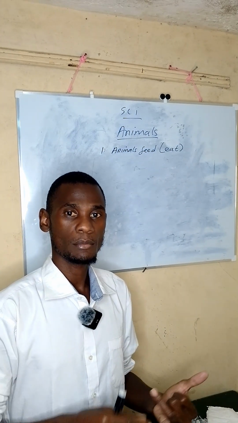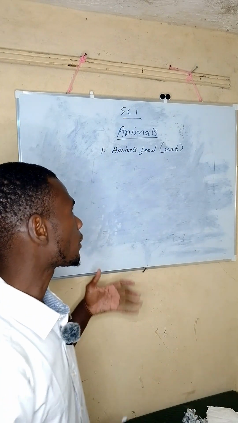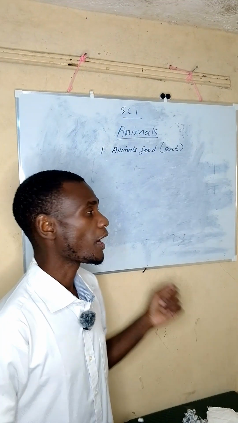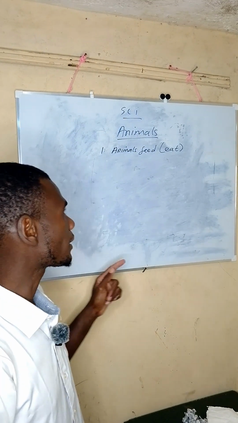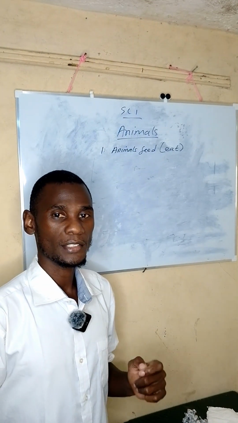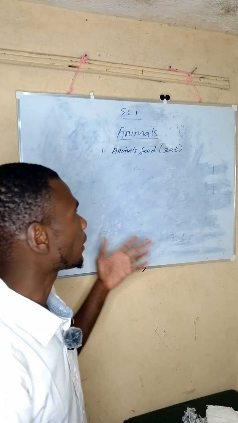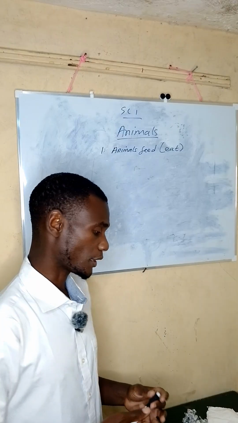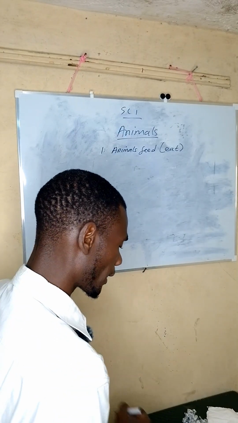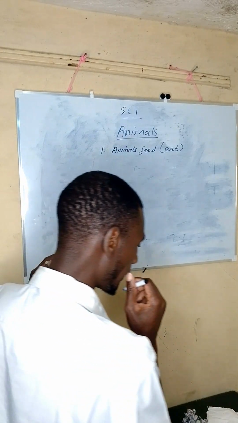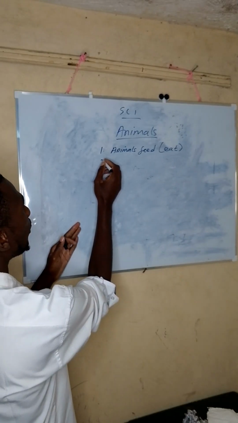So that feeding means both food and water. So without food and without water, animals cannot survive. So the first important characteristics of animals is that all animals feed. So when we talk about feeding, we talk about eating. So they eat. Characteristic number two, all animals grow.